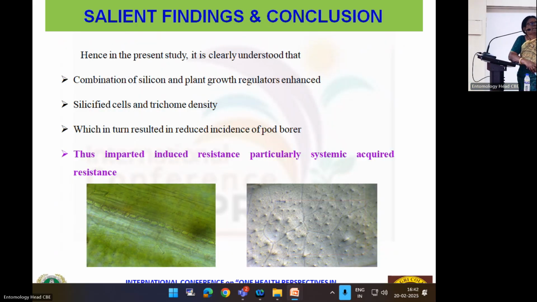Hence, in the present study, it is clearly understood that the combination of silicon and plant growth regulators enhances certain biophysical traits, namely silicified cells and trichome density, which in turn resulted in induced resistance and reduced incidence of pod borer, particularly Maruca vitrata, thus imparting induced resistance, particularly systemic acquired resistance. The first picture indicates silicified cells. Next is trichomes.